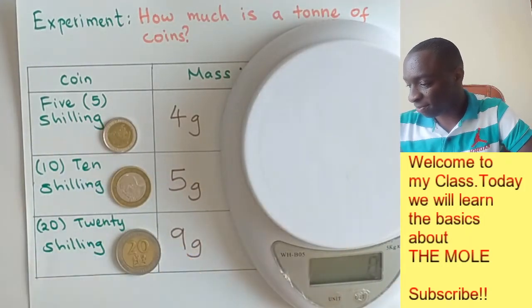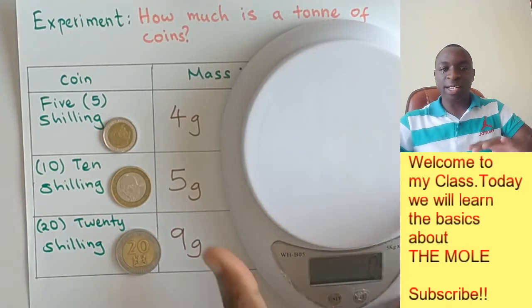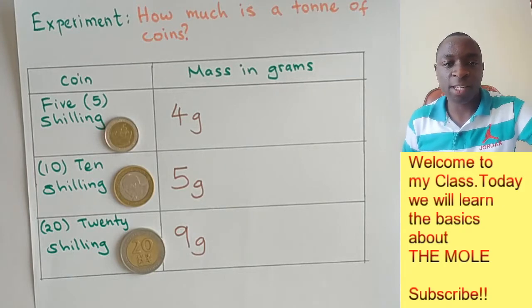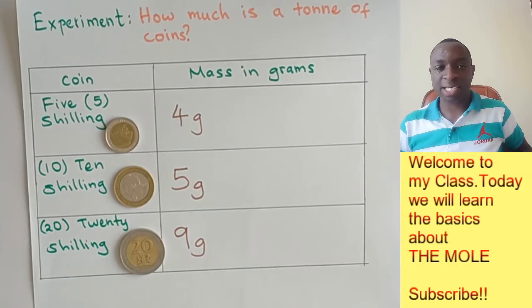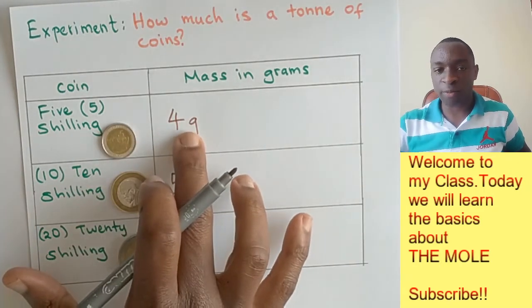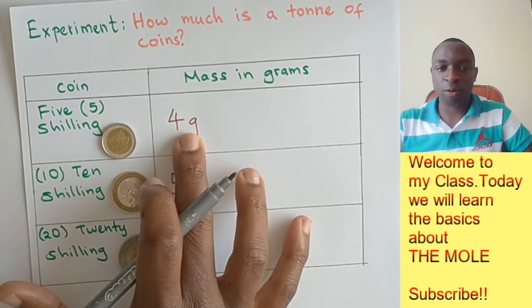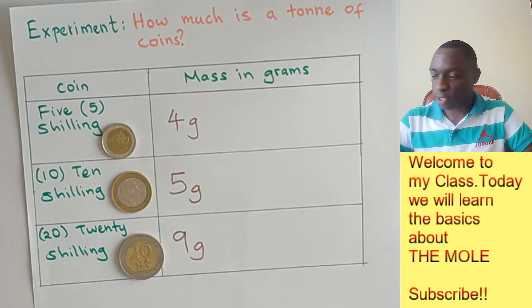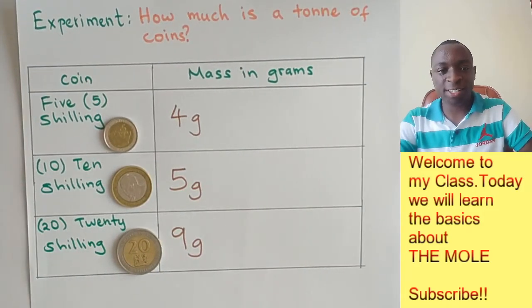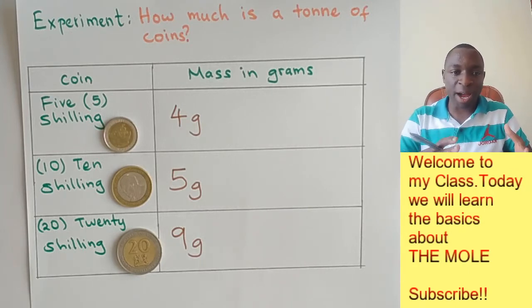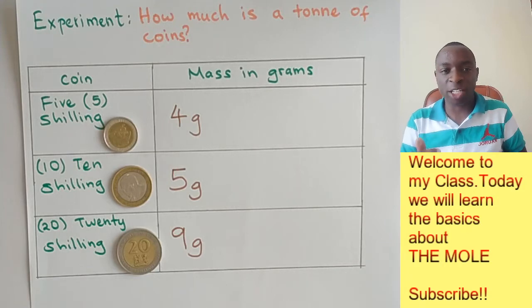Well, that's it. So you can see that now we have the mass of each of these different kinds of coins. So if you want to know how much a ton of coins is worth, it's just to see if one coin is weighing 4 grams, how about a ton of coins? And so on and so forth for all these others. So let's just have some few questions that are going to help us to see what it means by converting these masses and trying to find out how much they can be.